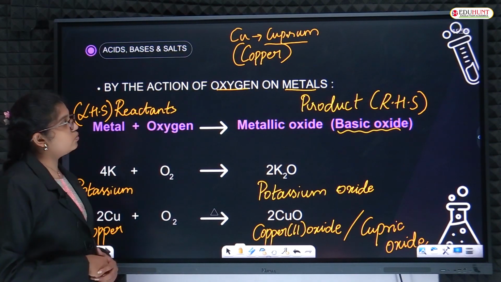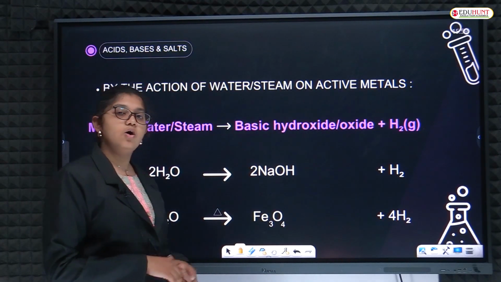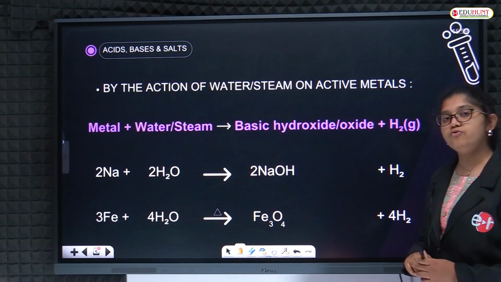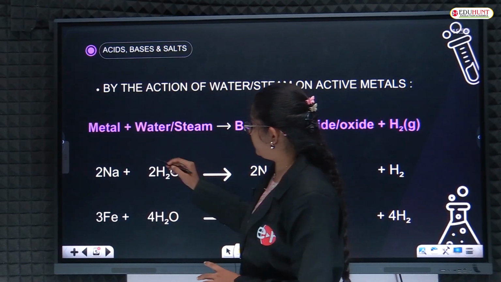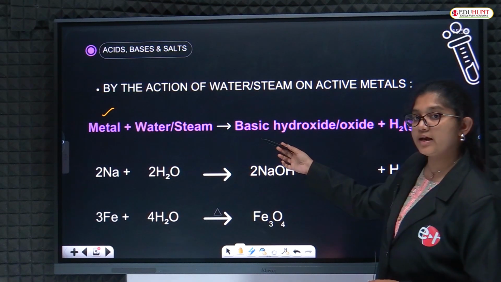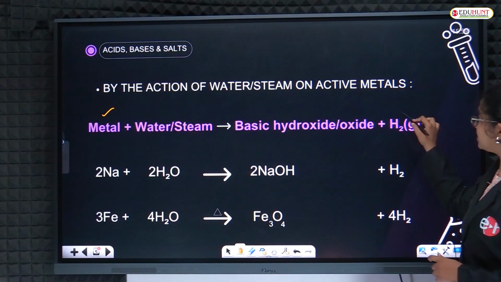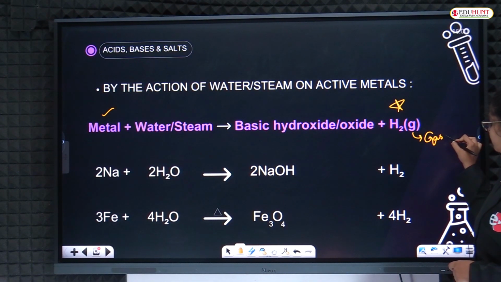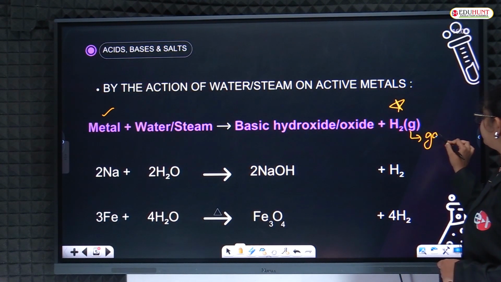Now, moving to the second method. What is that? By the action of water or steam on active metals. So here we go. We are taking metal again. Metal and water or steam give basic hydroxide or basic oxide, plus which gas? Hydrogen gas is liberated. G means gaseous form. We can simply write G means gas.